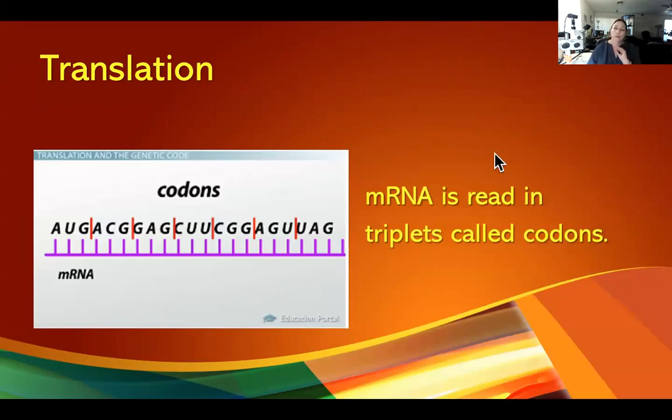Now, first, before we get into the steps of translation, there are a few things that you need to understand about messenger RNA. So messenger RNA is read in triplets that we call codons. And what I mean here is that the messenger RNA is read 3 nucleotides at a time, and it is these sets of 3 nucleotides that code for a specific amino acid in the polypeptide chain. I know that seems a little confusing, but hopefully as we go through these slides, it will make a little bit more sense. So let me write that down for you here.